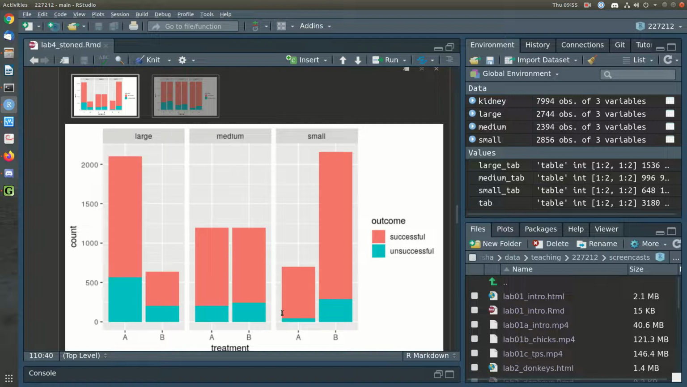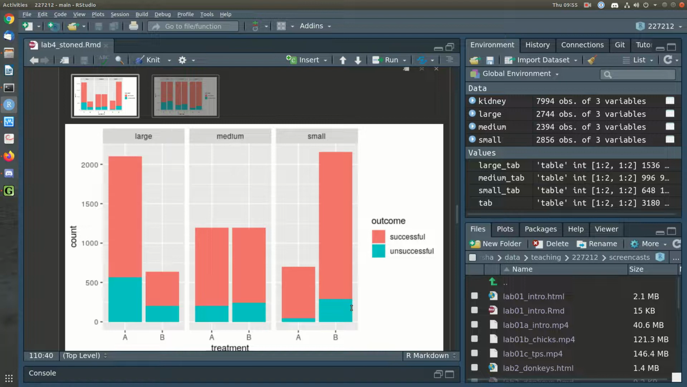Within the small stones, we applied B more often than we applied A. And of course, small stones are easier to treat. In the large stones, we applied A more than B. And large stones are harder to treat. So what we've done is we've penalised treatment A by applying it more to the large stones, which are hard. And we've given B an easy ride because we've applied treatment B more to the small stones, which are easier to treat.